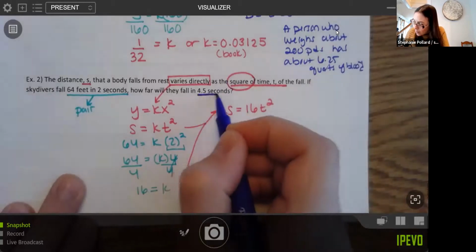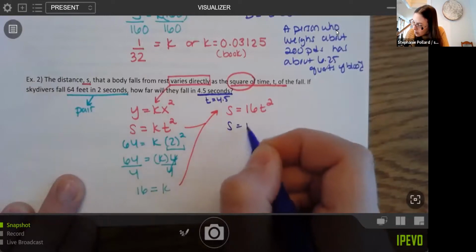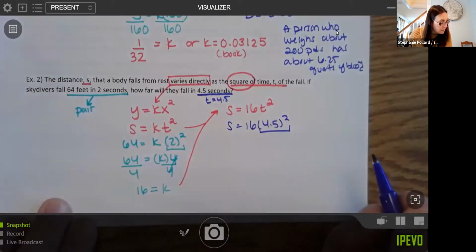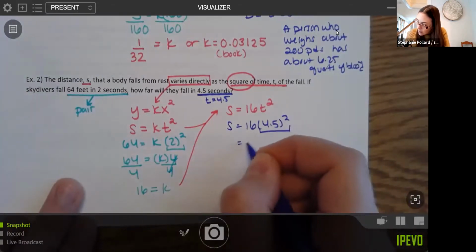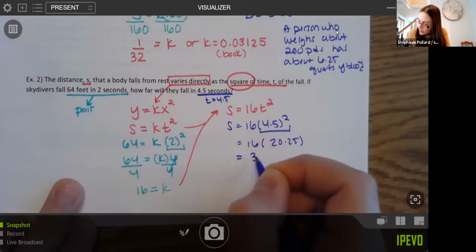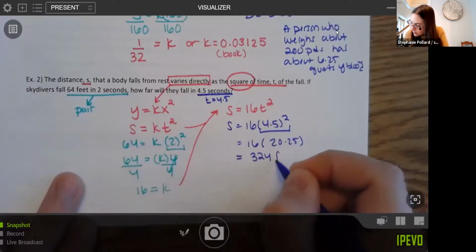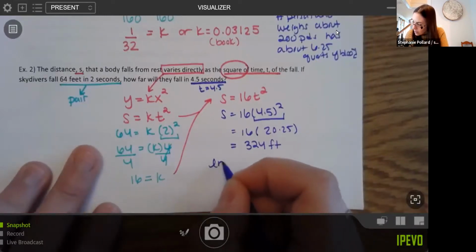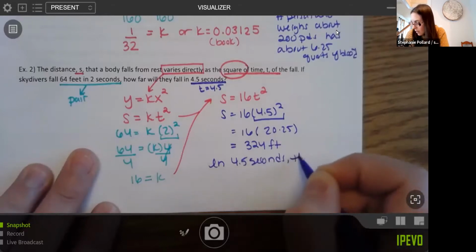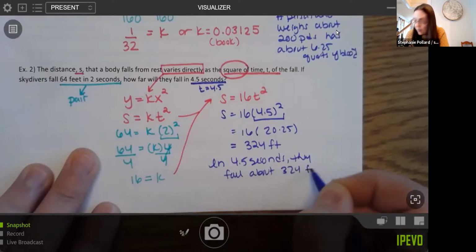So I want to know how far will they fall in 4.5 seconds. So I know my t value here. I plug in that t value. Again, make sure you square it first. In this case, you get, let's see, 20.25. And when you multiply that by 16, you get 324. And this is in feet. So in 4.5 seconds, they fall about 324 feet.